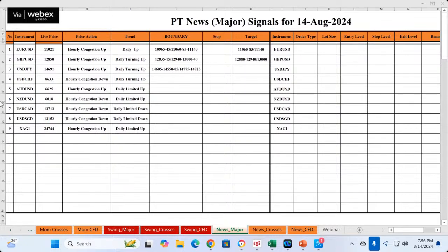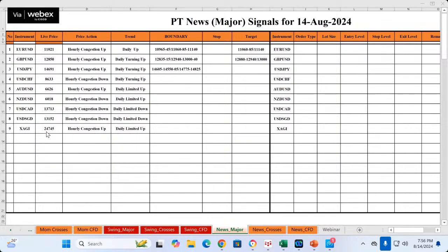But right now, gold is trading at 2474 and a half, near the high. Yesterday's high was 2477 and a half, and the recent high, the all-time high, is 2483 and a half. So we are expecting that if the data is bad, we are going to get a breakout on this. And if this really happens, there is going to be a very big move on gold.